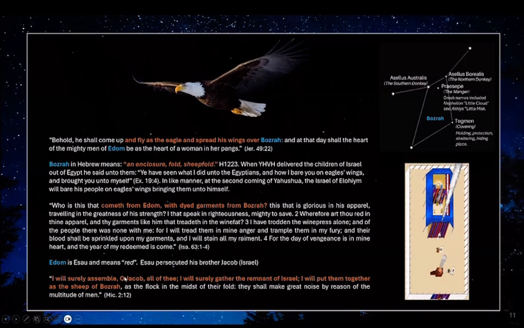I will surely assemble, O Jacob, all of thee. I will surely gather the remnant of Israel. I will put them together as the sheep of Bosra. Right here, this is Bosra, this is our enclosure. And he's going to bring all his people and put them together, as it were, in an enclosure surrounded by the white linen curtain, a symbol of the righteousness of the saints. And then they will be shielded. They will be protected. They will be shaded with the wings, right? With the eagle's wings right here.